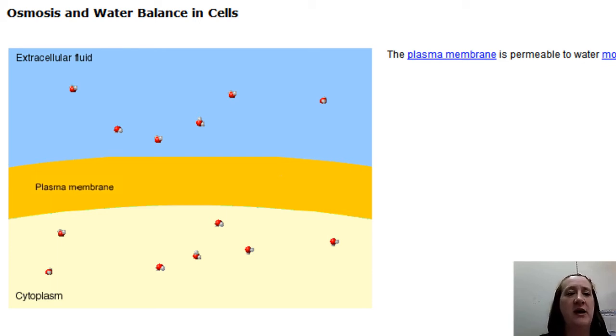Side note for you real quick. Water can move directly through the plasma membrane because it's a small molecule. Even though it's really, really polar and the membrane is really, really non-polar, since it's such a small molecule, it can move directly through the membrane. It moves very slowly, though.